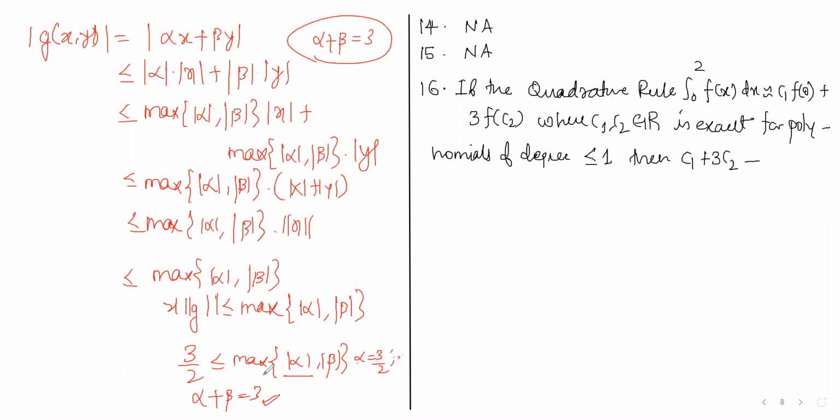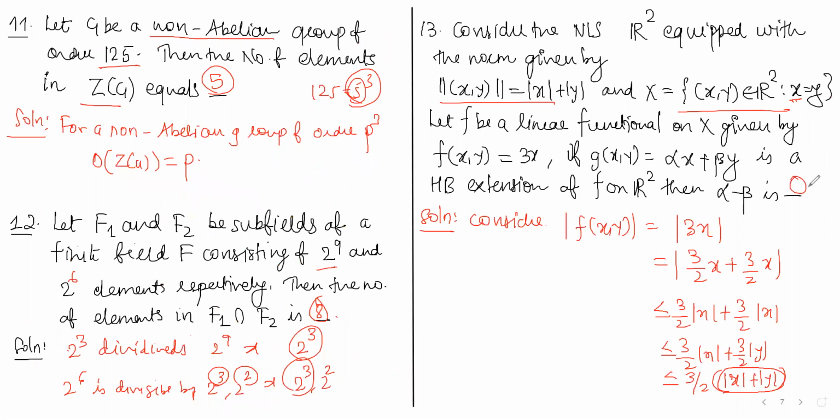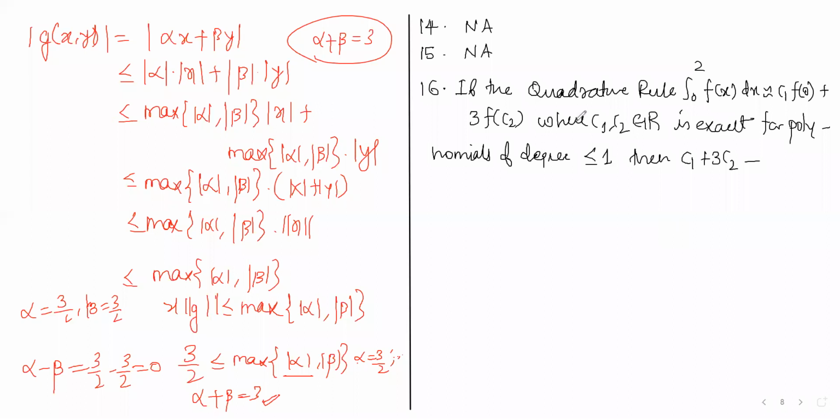So this is only satisfied when alpha is 3 by 2 and beta is again 3 by 2. So alpha and beta should be 3 by 2. So in that case, I get alpha minus beta to be 3 by 2 minus 3 by 2, and that gives me 0. So resultant would be 0. So this was a simple application of the Hahn-Banach extension theorem. Of 14th and 15th, I have not solved. We will solve number 16.